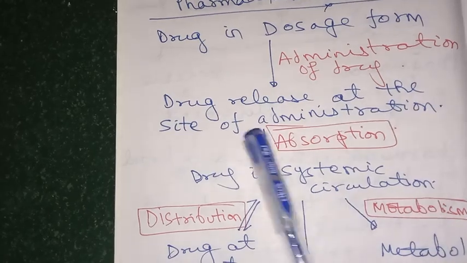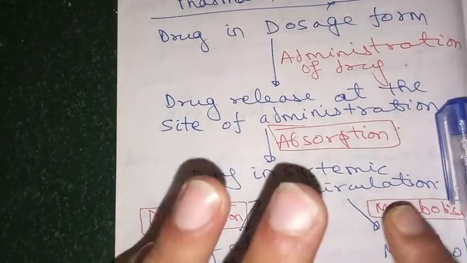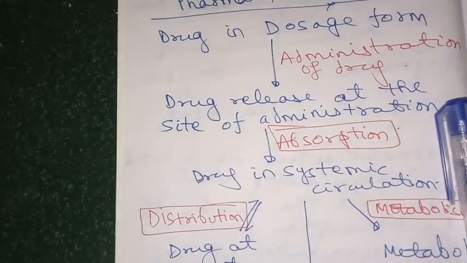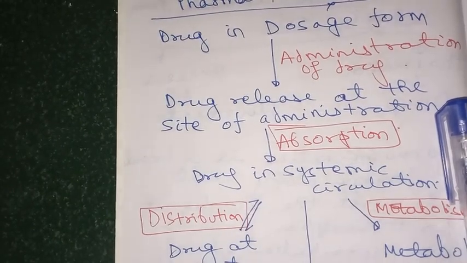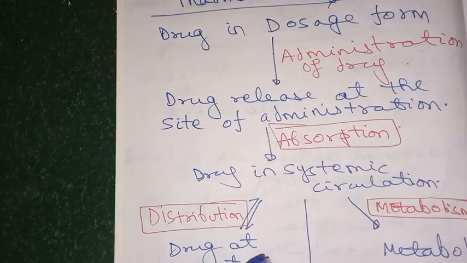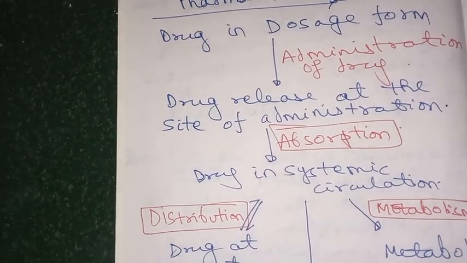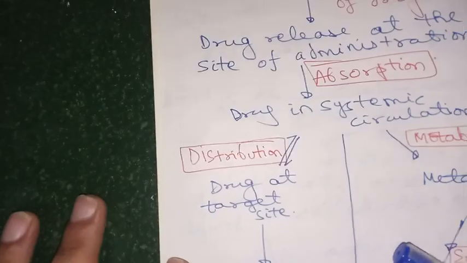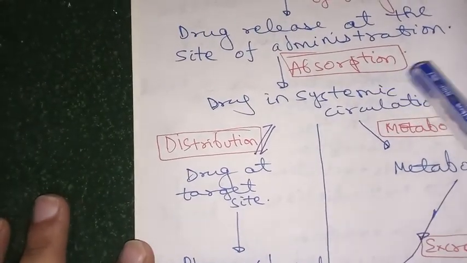Now, the drug is released at the site of administration. Suppose we take the example of the IV, intravenous route. We have injected the drug, so obviously it will be released from the injection or syringe at the site of administration. So, the first step is absorption.